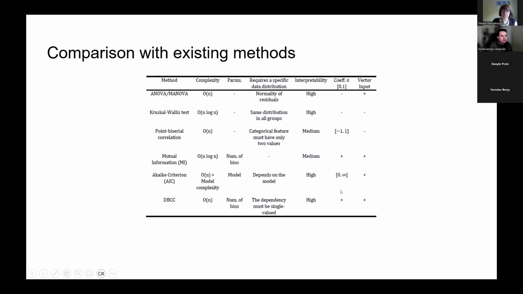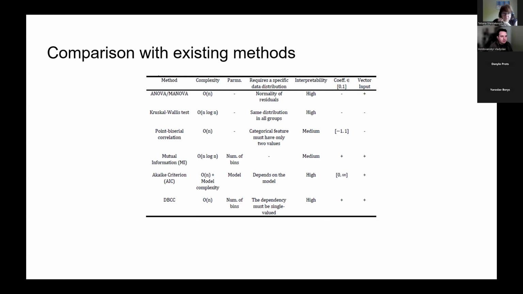We then compared the DBCC with methods like mutual information and point-based serial correlation. The table indicates that the DBCC method outperforms the others in several key aspects. It has linear computational complexity, meaning it can scale better with larger data sets, and lower sensitivity to data distribution, which allows it to perform well without strict assumptions about how the data is distributed.